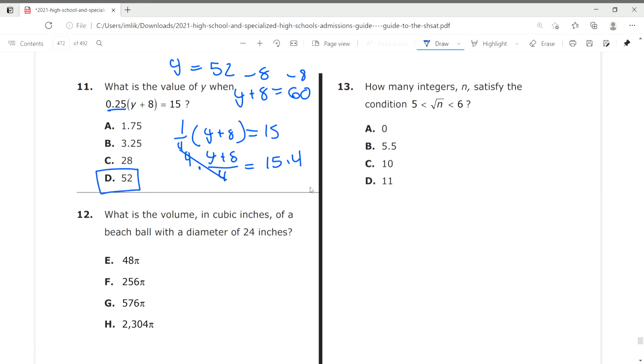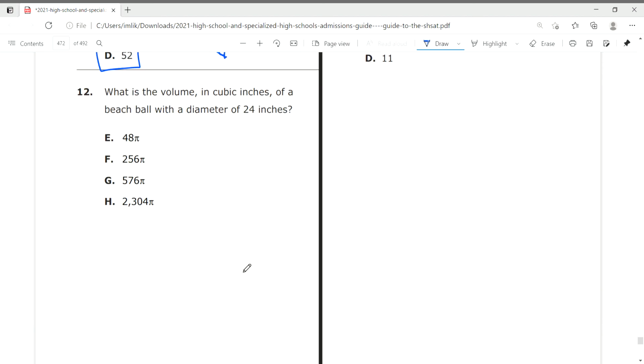You could have also perfectly done it with decimals. I just think it's easier to work with a whole number that you can multiply and divide by. Okay, what is the volume in cubic inches of a beach ball with a diameter of 24 inches?